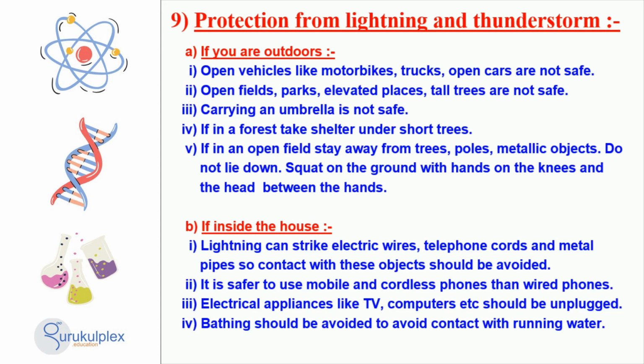Indoor safety precautions should be taken as well. Stay away from electrical outlets, telephone cords, and metal pipes, if possible. Use mobile and cordless phones instead of wired phones and unplug electrical appliances such as TVs and computers. Refrain from taking baths or showers during a thunderstorm and avoid coming in contact with running water.